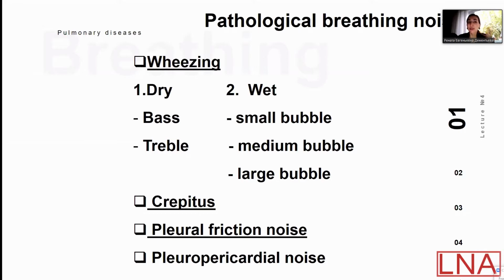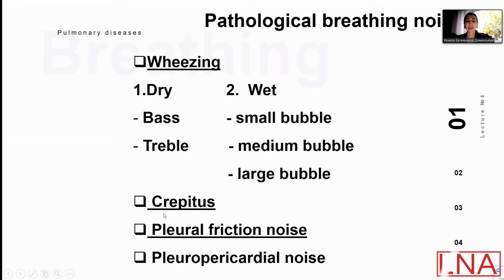How will you differentiate these bubbles? Small bubble or medium bubble. The most important thing is to understand whether it's wet or dry. That is the main difference between dry wheezing and wet wheezing. The size of the bubbles depends on the caliber of the bronchi. Next.